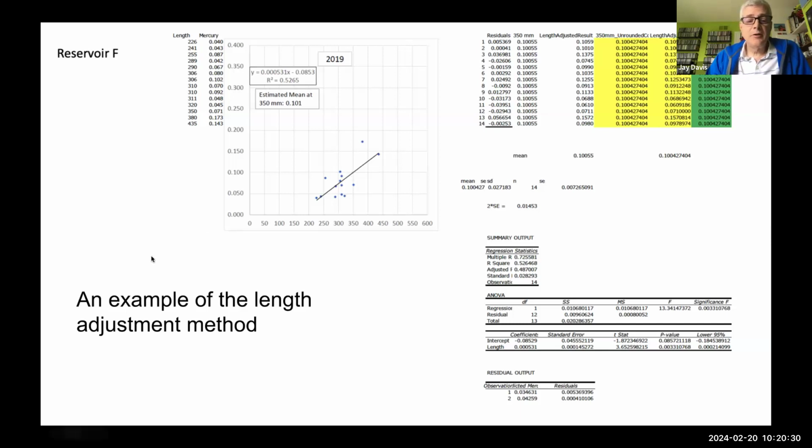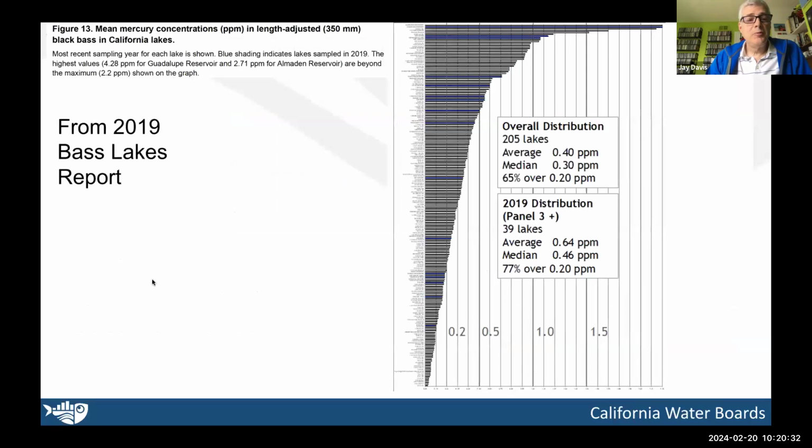So this is again another topic that I could spend more time talking about, but we've done this technique for over 200 lakes throughout the state to come up with a length-adjusted mean. These means are really good indices of contamination in the lake.